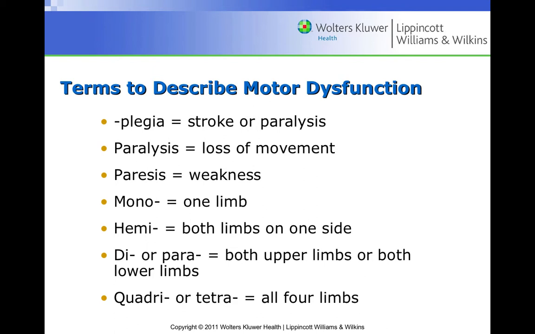More vocabulary words to describe motor dysfunction. Plegia, meaning stroke or paralysis. Paralysis, meaning loss of movement. Paresis, meaning weakness. Mono, one limb. Hemi, both limbs on one side. So hemi is one side. Di or para means both upper or both lower limbs. Quad or tetra mean all four limbs being involved.